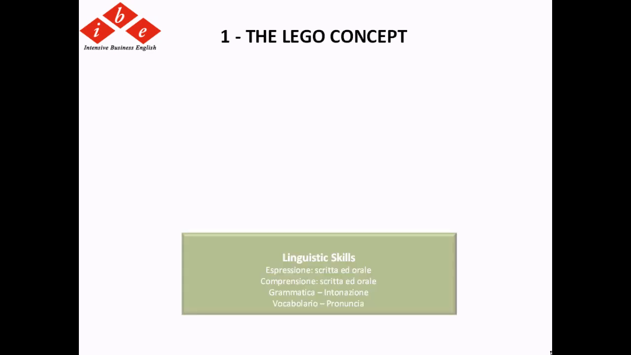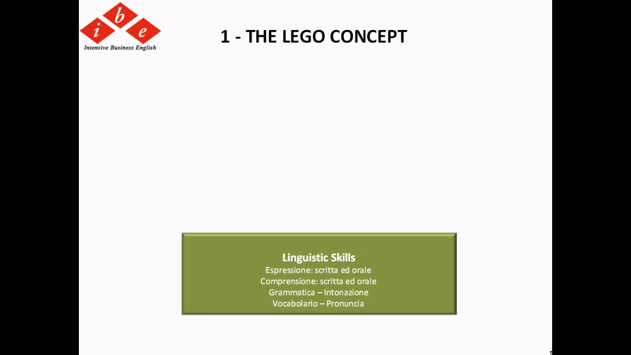The first layer is the Lego concept, but what does that mean? Learning a language involves different elements or different bricks, the end result being success in communication. Linguistic skills have always been the base element towards learning a language, and this involves written and oral expression and comprehension, grammar, pronunciation, and so forth. These are considered the classic elements of language learning.